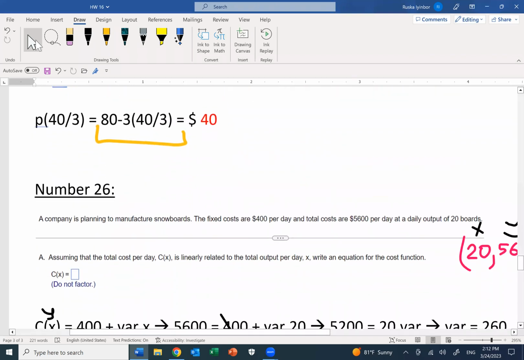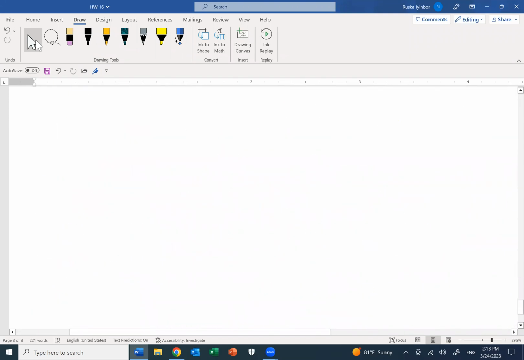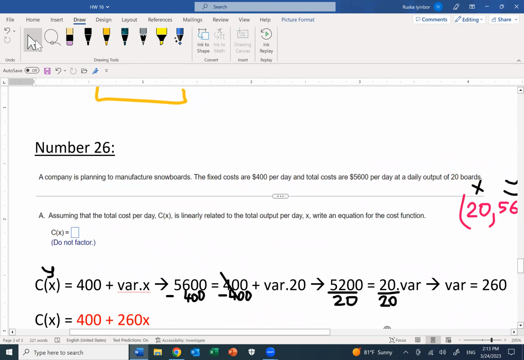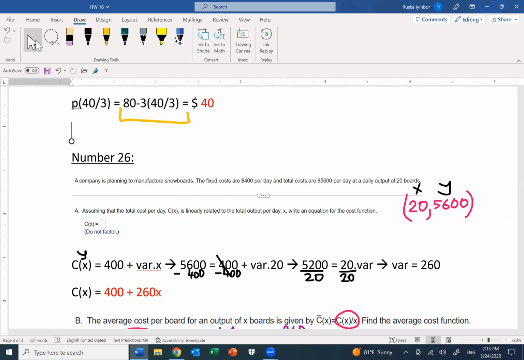And then I have one more, which is 26. I think that's the last one I have. Yes, number 26: a company is planning to manufacture snowboards. The fixed cost is $400 per day, and the total cost is $5,600 per day at the daily output of 20 boards. This question was also in homework 15. So if you understand how to do it, you don't need to watch the end of the video, but I'm just doing it one more time to refresh.